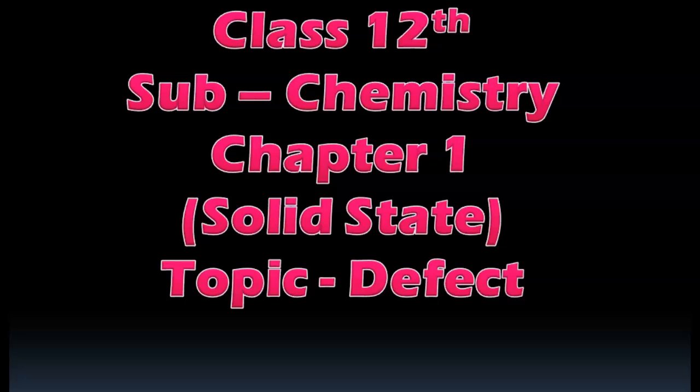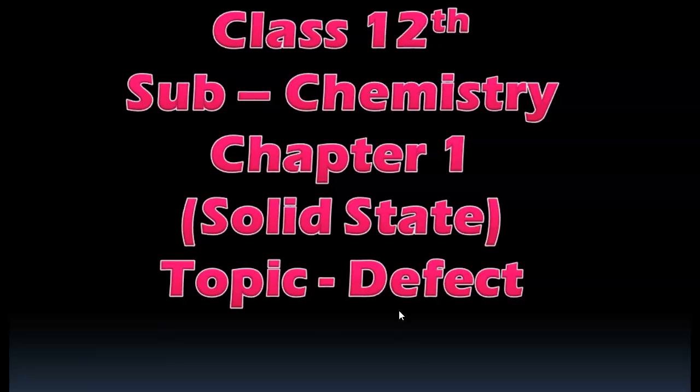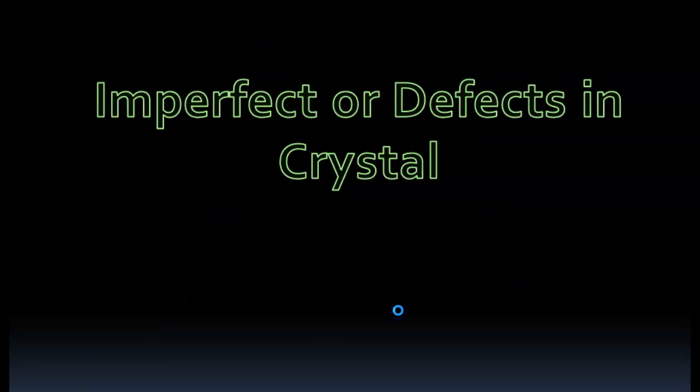So today's topic is defects. This is from class 12th, subject chemistry, chapter number 1, solid state. Now the topic is defect. First is imperfection or defect in crystal. इसको हम imperfect भी बोलते हैं और defect भी बोलते हैं.